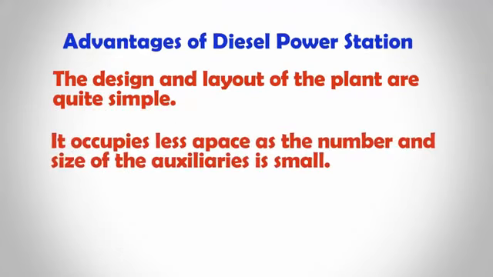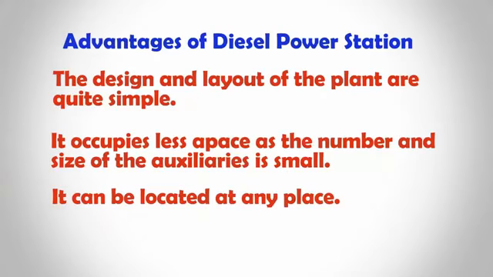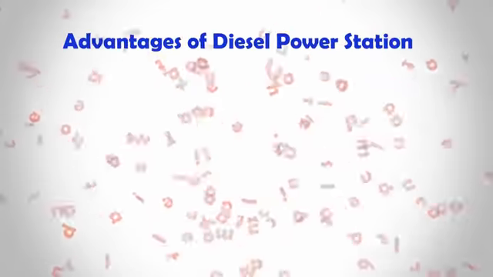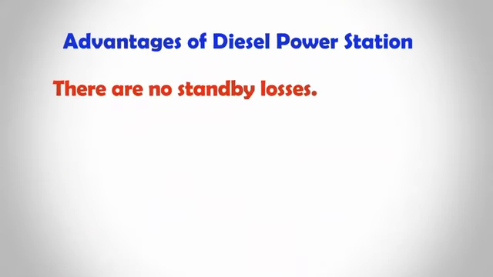It occupies less space as the number and size of the auxiliaries is small. It can be located at any place. It can be started quickly and can pick up load in a short time. There are no standby losses.